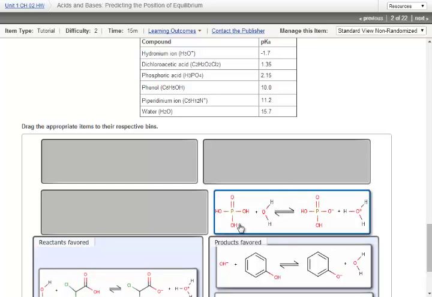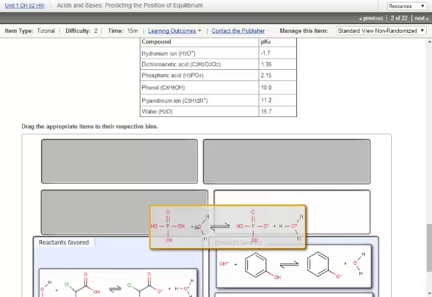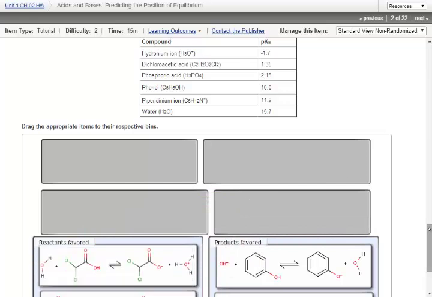Same idea with the phosphoric acid, pKa value of 2.15. Water is accepting the hydrogen here, so water is acting as a base. So I have phosphoric acid of 2.15, hydronium on the other side at negative 1.7. 2.15 is greater than negative 1.7, therefore reactants are favored.